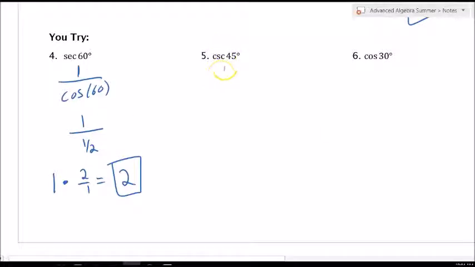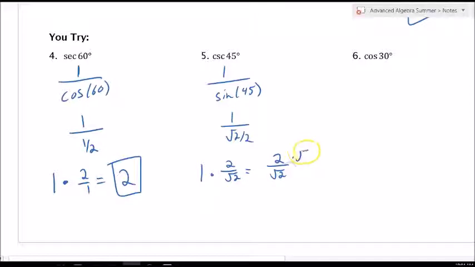Cosecant, well, we know that goes with sine, so this would be 1 over sine of 45. Using our unit circle, we realize that that's going to be root 2 over 2. So the reciprocal yet again. So this is just 2 over root 2. Getting it out of our bottom, as we've done a couple times already, gives me 2 root 2 over 2. Cancels, so I just get square root of 2.